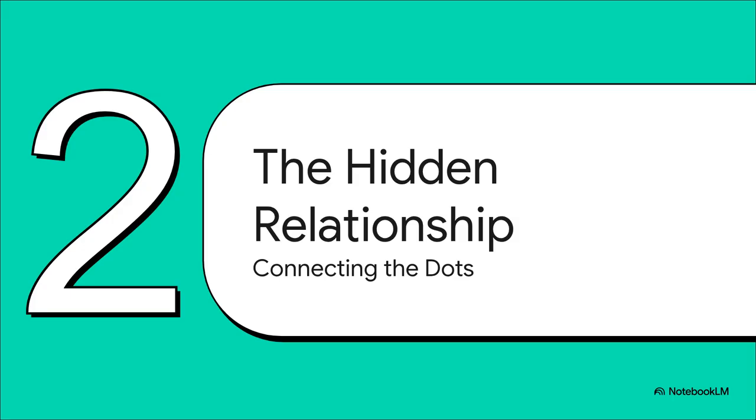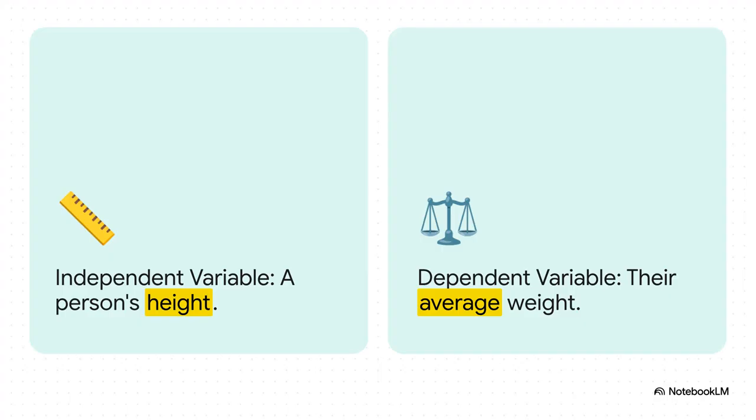All right, section 2, finding the hidden relationship. Because before we can make any kind of prediction, we have to figure out if our two things, time and sales, are even related. We've got to connect the dots. And we get these kinds of relationships intuitively, right? Like, a person's height is usually related to their weight, or the number of years you've worked is probably connected to your salary. In these examples, one thing kind of influences the other.